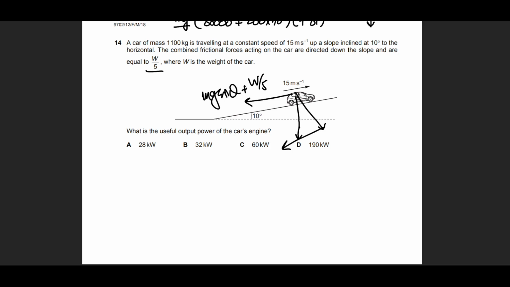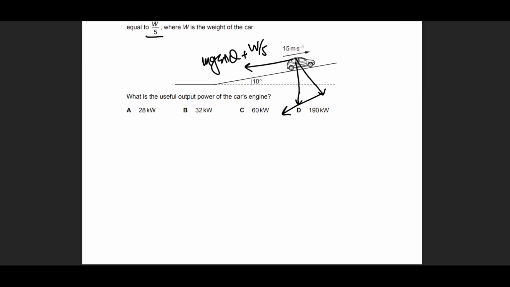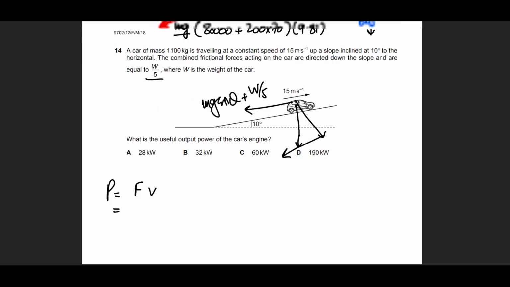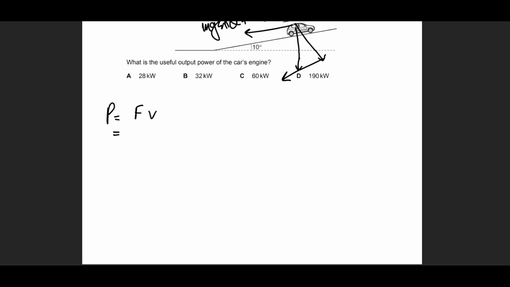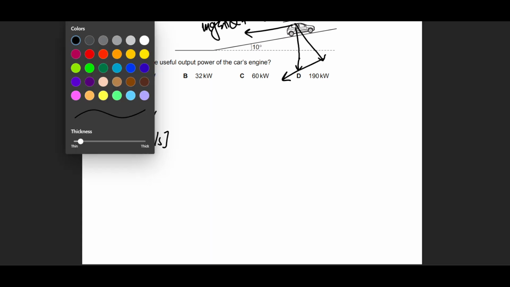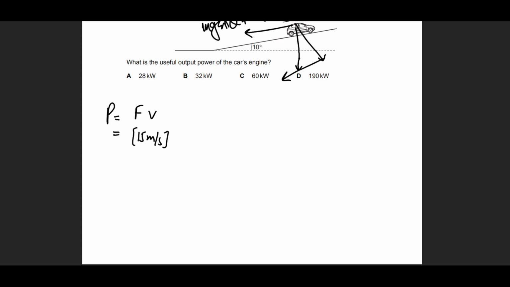Right? So what we're supposed to do at this point is be careful. I'm going to solve this in one step. So we need F times v. The constant speed is already given to you, 15 meters per second. So I'm going to put 15 meters per second first because that is just one factor. Now F is the problem. Figuring out F is the main issue. So force is actually what is acting downwards. So first let's write that down.